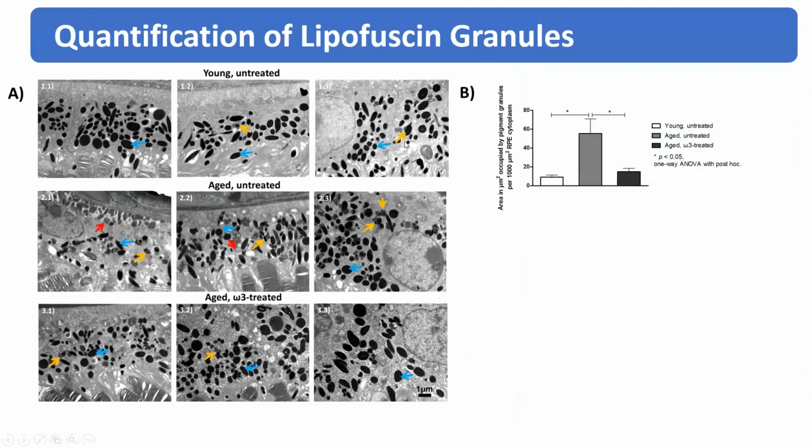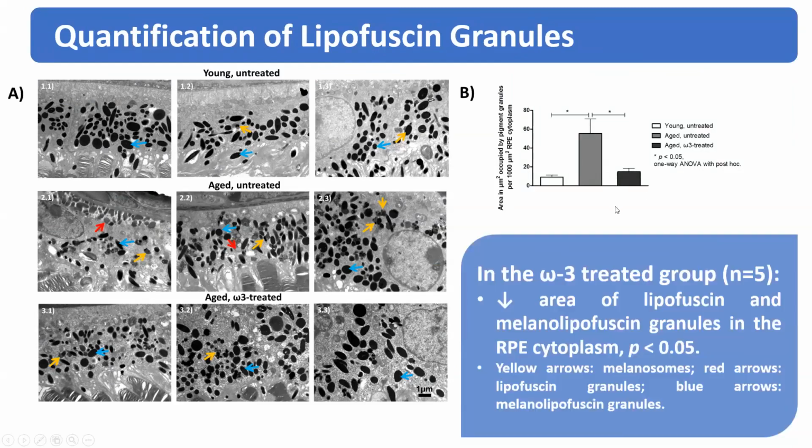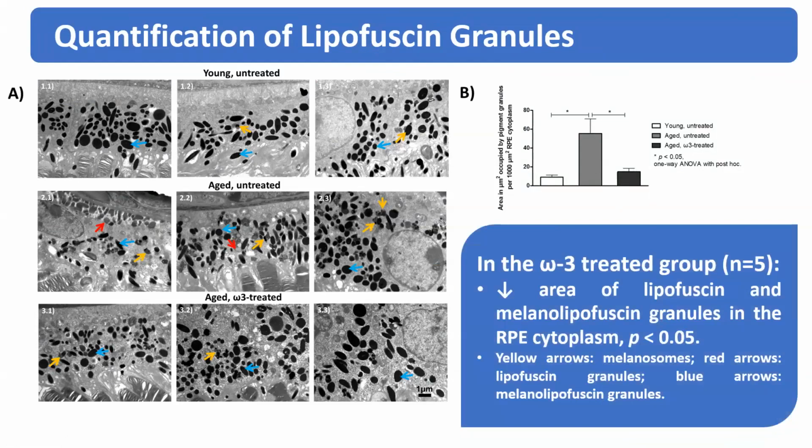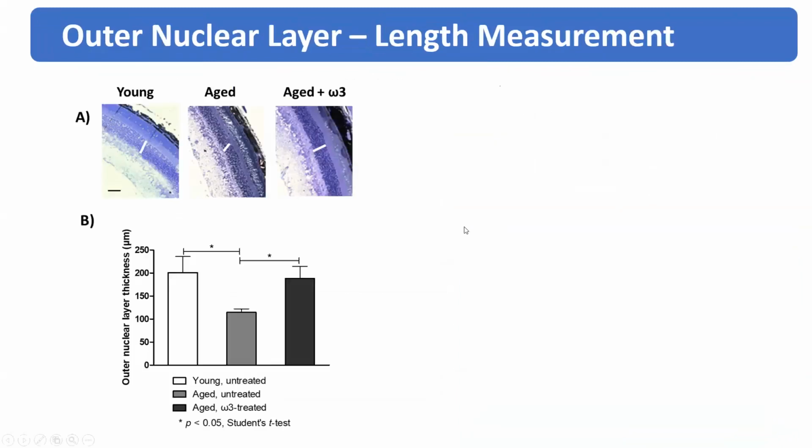The next set of results shows the lipofuscin granules. These are images from electron microscopy in young, aged untreated, and aged treated mice. As you can see from the image, we have an accumulation of lipofuscin granules in the aged untreated mice compared to the treatment group. Within the treatment group, we saw a significant reduction of the lipofuscin. That means less lipofuscin, less progression of the disease, meaning more protection of the photoreceptors.